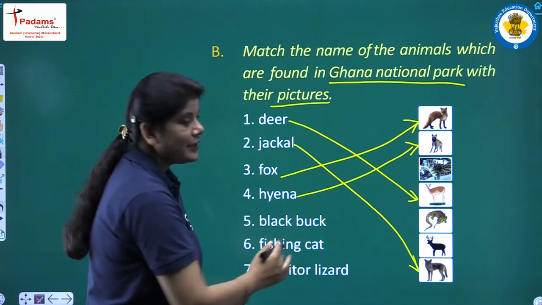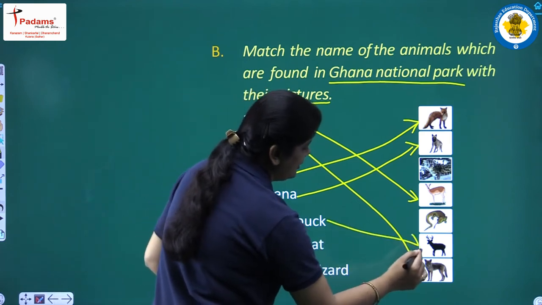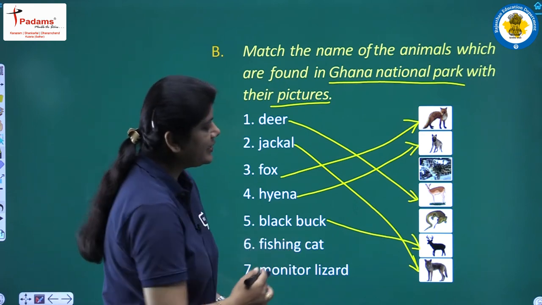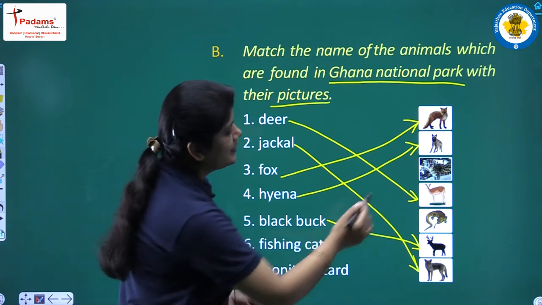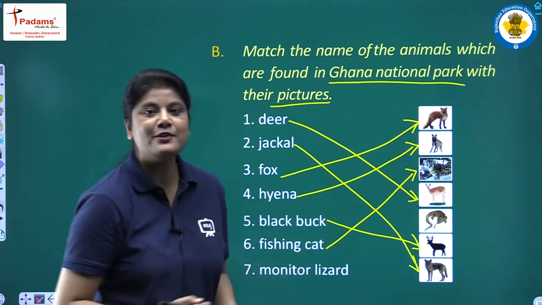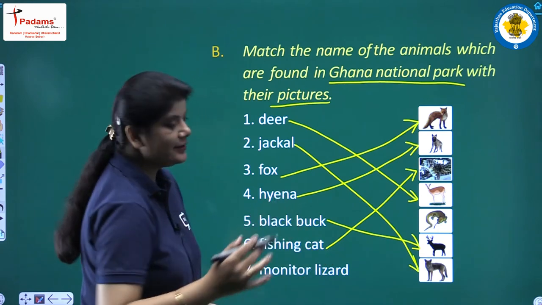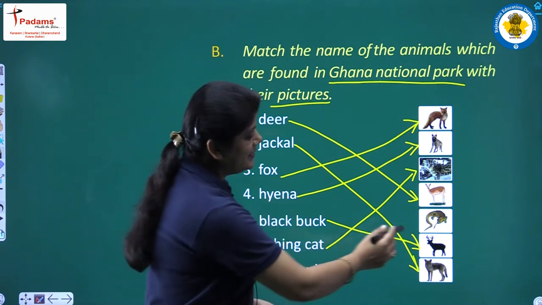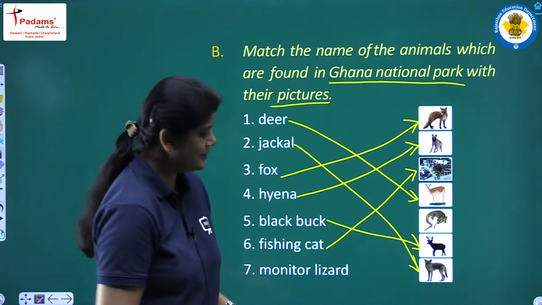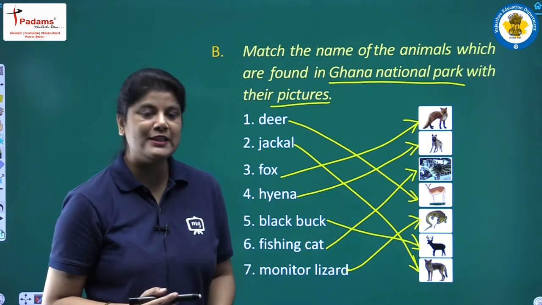Next is blackbuck. Here it is. So we will match it to blackbuck. Next is fishing cat. Where is fishing cat? This is fishing cat. Match it with fishing cat. Last is monitor lizard. Where is it? See, this is monitor lizard. So we will match it to monitor lizard.